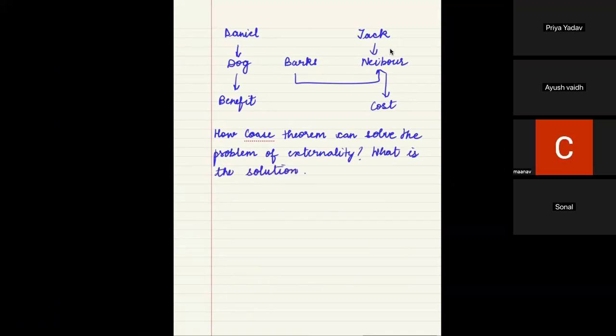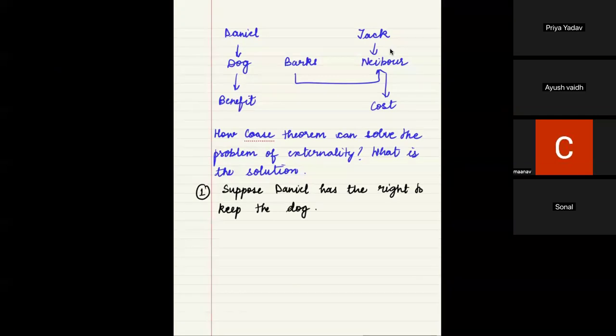For this, it depends who has the right. Whether Daniel has the right to keep the dog, or whether Jack has the right to no barking. So we will consider both the situations. First, suppose Daniel has the right to keep the dog. Now, what does the Coase theorem say? That you have to give the right to one person, either to party one or to party number two. Now we are giving the right to party number one.